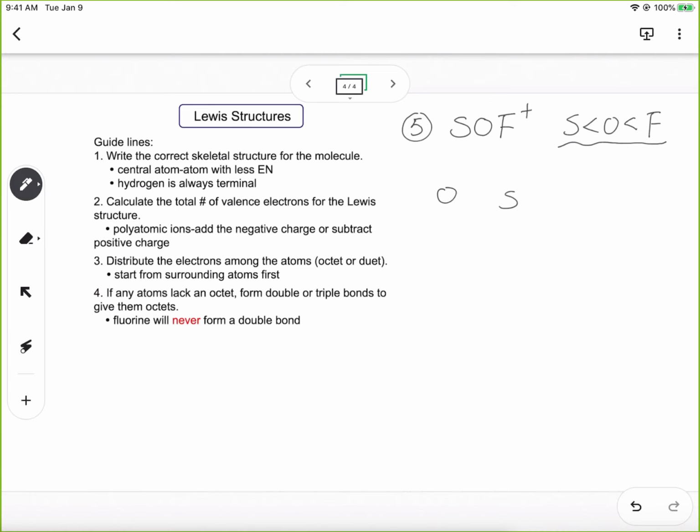Sulfur, oxygen, fluorine. Skeletal structure, single bond for each pair. Bracket and plus sign outside the bracket to indicate that this is a cation. All right, now the second step, to calculate the total valence electrons. Sulfur, group 16, 6 valence electrons. Oxygen, group 16, 6 valence electrons. Fluorine, group 17, so 7 valence electrons.